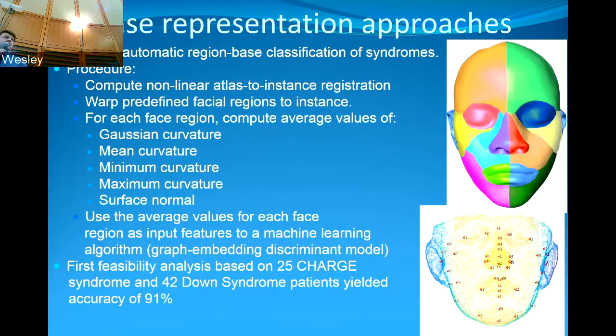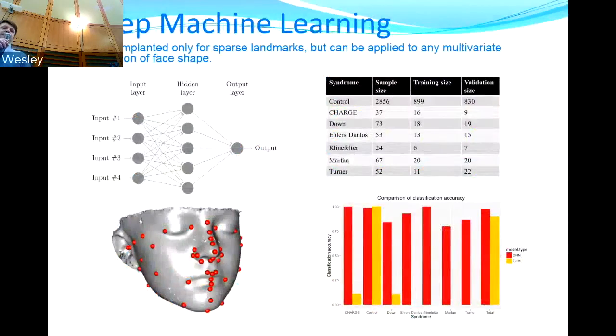So, for example, in a sample of 25 patients and 42 Down syndrome patients, she was able to classify these patients with 91% accuracy based on direct quantification. So this is not using landmarks. This is direct analysis of the surface.